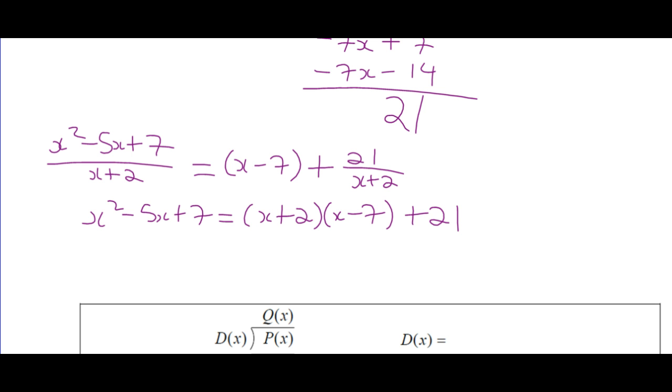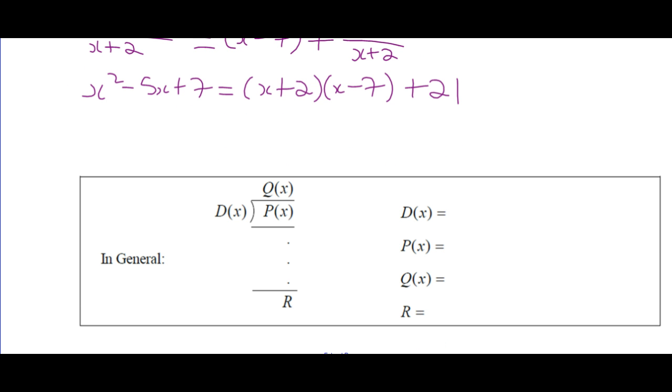And you could actually check that by going, okay, what do I get? I got x squared minus 7 plus 2 is minus 5x, yeah? Minus 14. Minus 14 plus 21 is plus 7. Hey, that actually works. Right? This is amazing. I can do long division with variables.